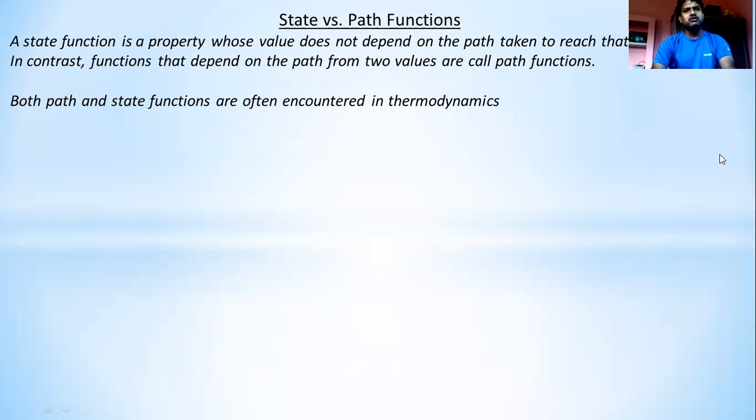Suppose we have taken some system from state 1 to state 2, the temperature of state 1 being T1 and the temperature of state 2 being T2. You may follow n number of paths, but the initial and final temperature is independent of the path. Whatever path you follow, the final state temperature will not change. That means the temperature at state 2 and at state 1 is fixed, so that change is independent of the path.